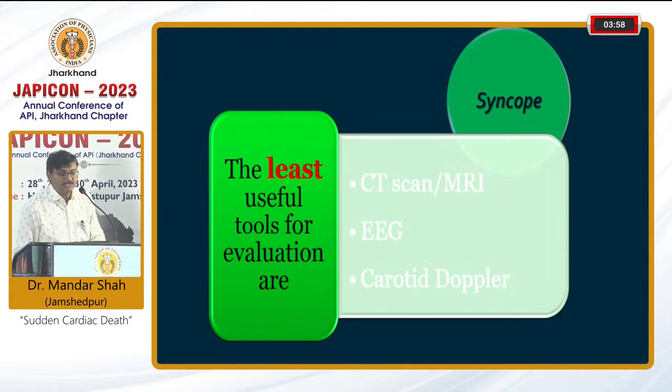And the least useful tools for evaluation are CT scan, MRI, EEG, carotid Doppler. And unfortunately, whenever we have a patient with syncope, the first investigations that we do are these. See, let me tell you, there is no such thing as a cerebral cause of syncope. The only cerebrovascular cause of syncope is subclavian steal syndrome, when there is significant subclavian stenosis and the patient has significant exercise of that arm, and then subclavian steal occurs. Otherwise, even if you have bilateral carotid artery stenosis, say for example, that is not going to cause syncope.